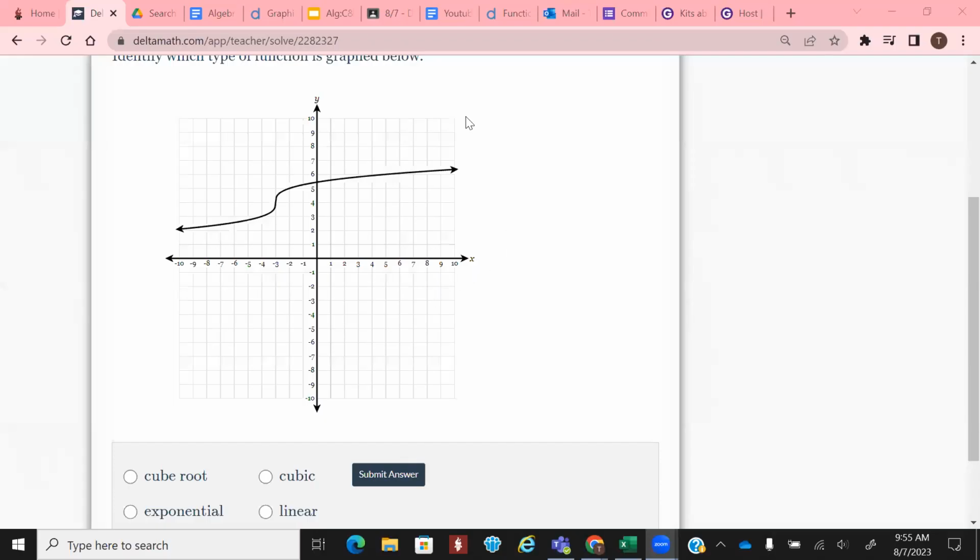Okay, so this one, we could either have cube root, cubic, exponential, or linear. Majority of y'all said cube root. That is correct. So that's the one that has that little three in the cubby hole. Okay. And you would graph it. Remember, cubic and cube root looks like a little S turned either sideways or right side up. Okay. So majority of y'all got that right.